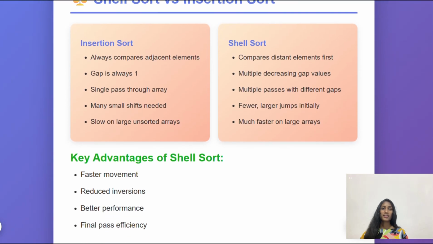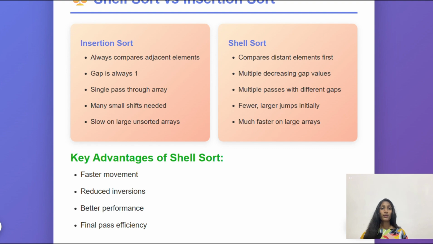Let's start with insertion sort. Insertion sort always compares adjacent elements, meaning elements that are next to each other. Because of this, the gap is always 1. It makes only one pass through the array. And when an element needs to move far, it moves step by step, one position at a time. This causes many small shifts, especially when the array is large and unsorted. So, insertion sort becomes slow on large unsorted arrays.